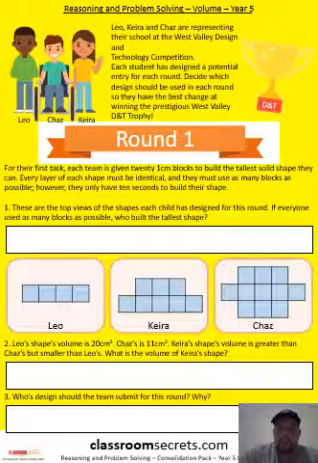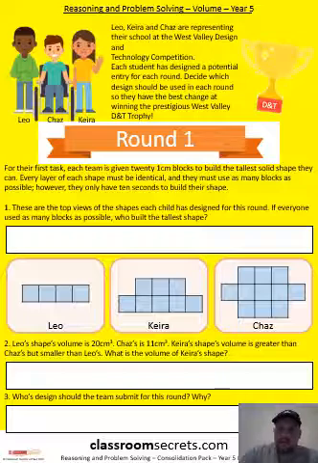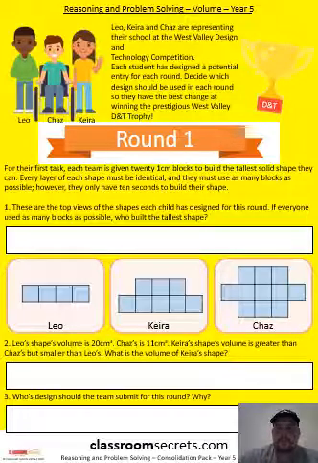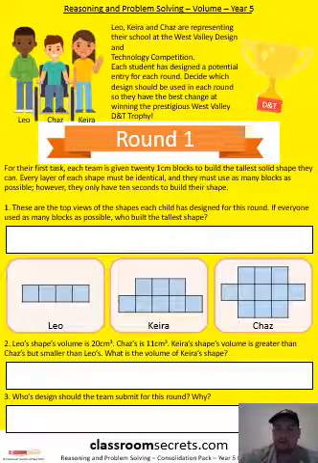I'm going to help you go through a couple of questions here, but without reading it. So make sure you've read it, because there are lots and lots of clues there. For question one, these are the top views of the shapes each child has designed for this round. If everyone used as many blocks as possible, who built the tallest shape? In the text somewhere, it will tell you how many blocks they can use. Look carefully for this.